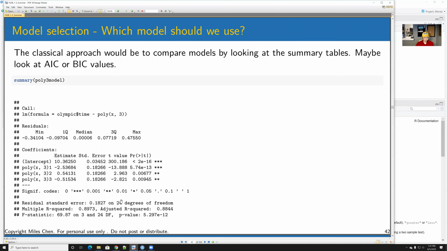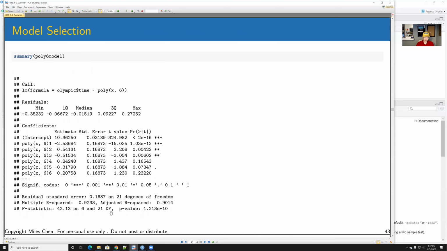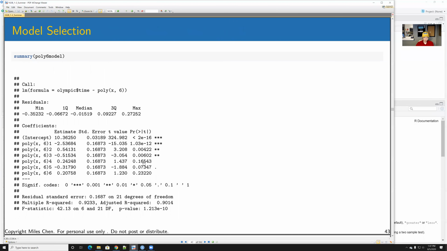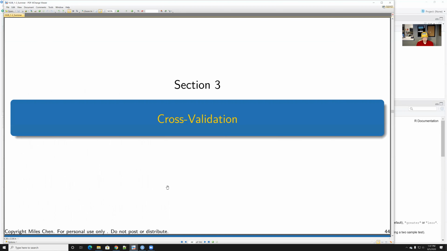We know that if you just use the R² value, as you add more and more terms, R² is always going to go up. But should I include those terms? Selecting which model is best is not an easy task, okay? And so I'm going to introduce cross-validation as a strategy for picking the best model, okay?